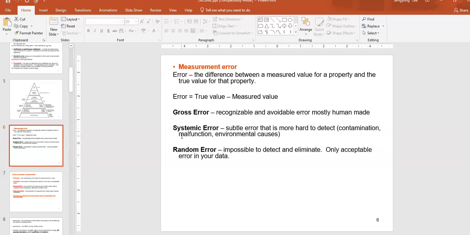And then random error, that is impossible to detect and eliminate. So that will be the only acceptable error in your measurement or in your data. So your goal is to eliminate as much of gross error or systemic error as possible by having a good technique or by maintaining your chemicals and your instruments in good condition. Okay.